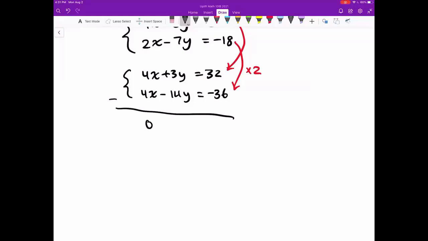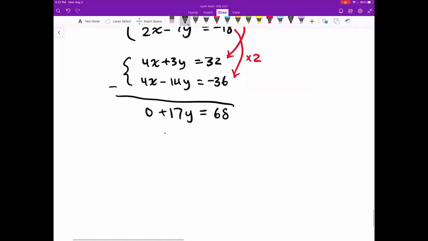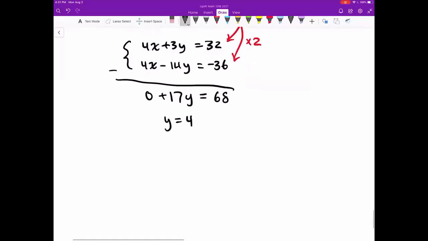So we get 0x plus 17y equal to 68. Okay, that's not too nice, but oh wait, yeah, it works out nice. Okay, I'm dumb. Yeah. And then we could put it back in. We get x is equal to 5. Okay.